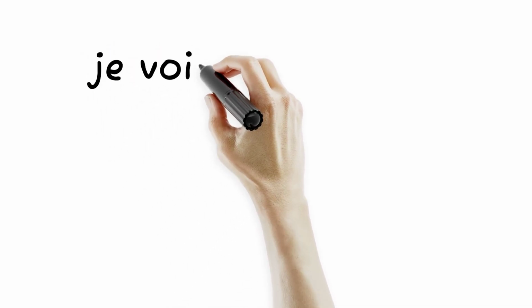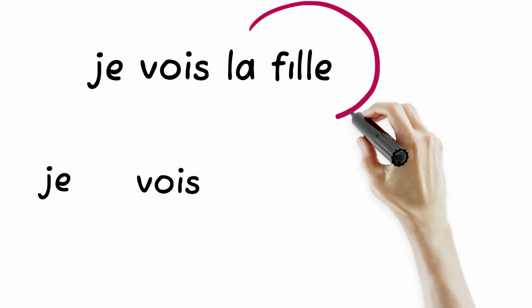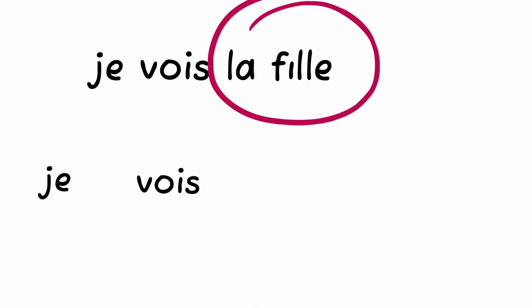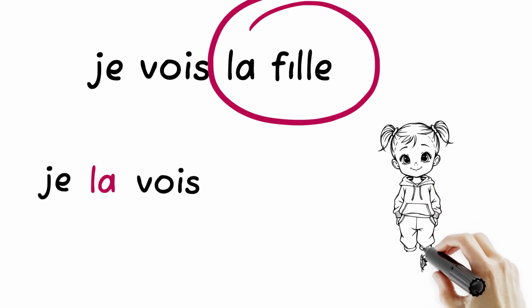And this time, let's have a look at what happens with a feminine noun. So, je vois la fille, I see the girl. We want to replace the girl with her. So we've got je vois. And this time, our direct object pronoun is la. So, je la vois. Again, it goes before the verb. So in French, we just do it in a different order. Je la vois. I see her.